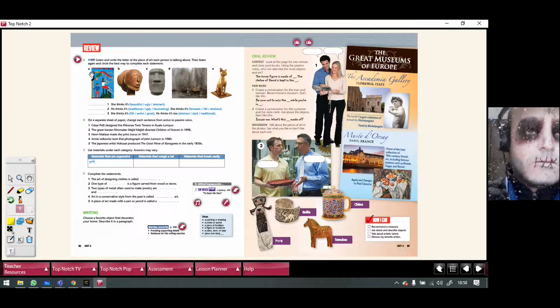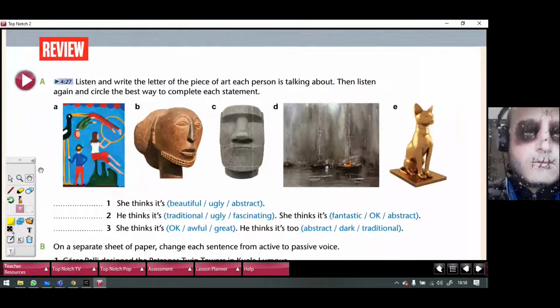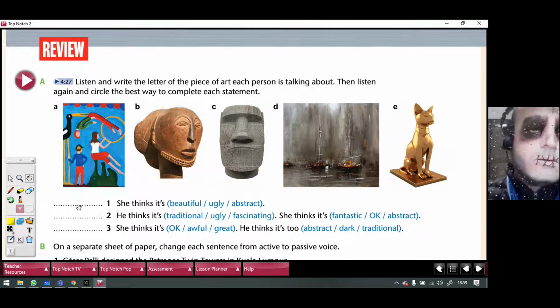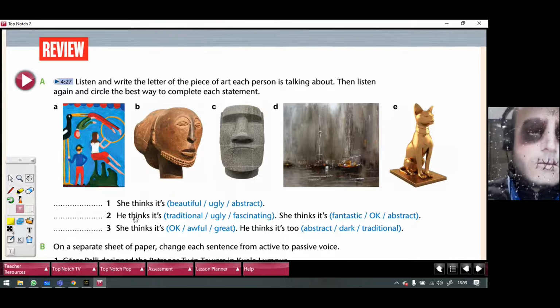After the video, we went through exercise A, which is the listening. There are 5 arts in the exercise, and there are 3 conversations. You have to match the art to the conversation. So, for example, number 1, are they talking about this painting, this wood figure, the stone figure, the painting, or the goat figure? So, she thinks it's beautiful, ugly, and abstract.